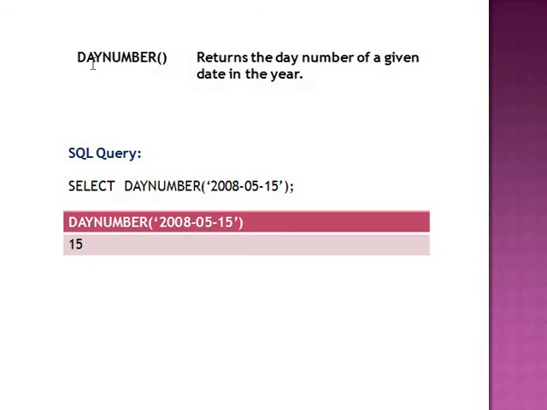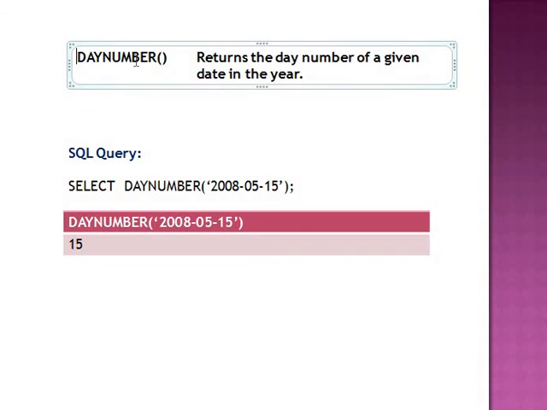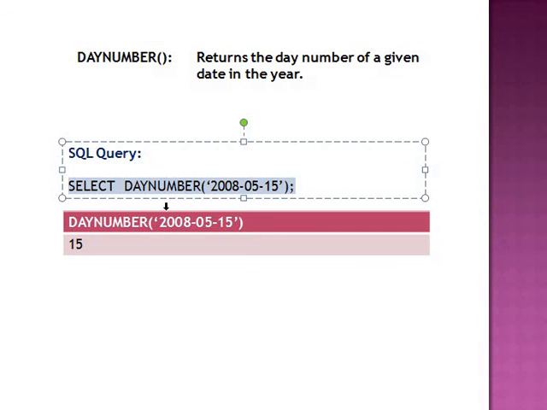Then the next type of date time related function is the day number. This function returns the day number of a given date in the year. Now if I execute this day number function with the help of the select command, considering 2008-05-15 as the given date, then I get to see 15 as the value under the output column.